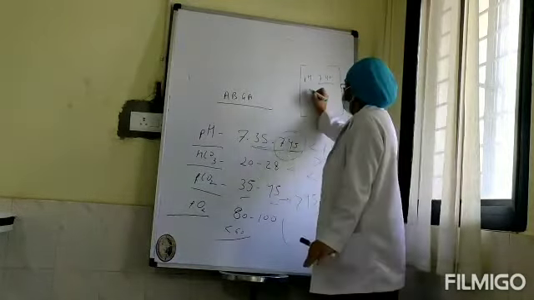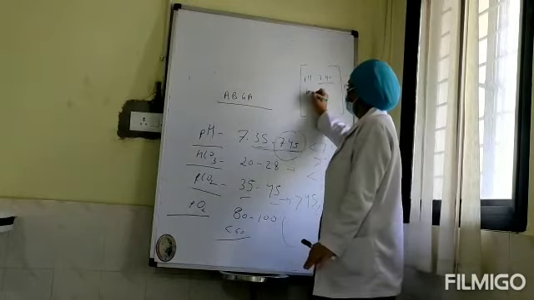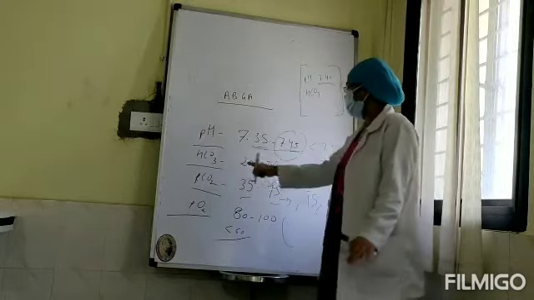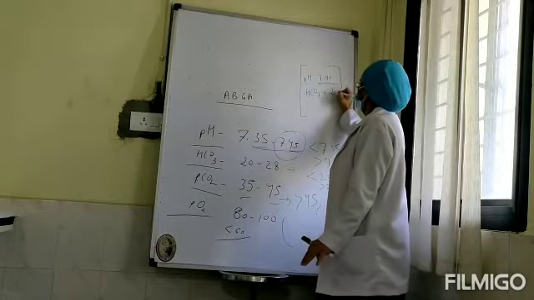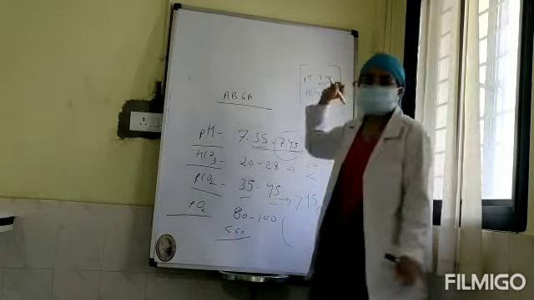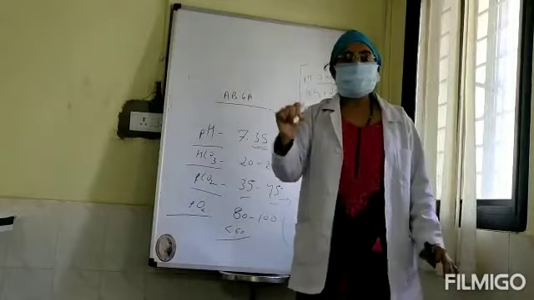Now this is about pH. For the bicarbonate value, we know 20 to 28 is normal. For reading, the mean value is 24. So we'll take 24 as the mean and normal value.